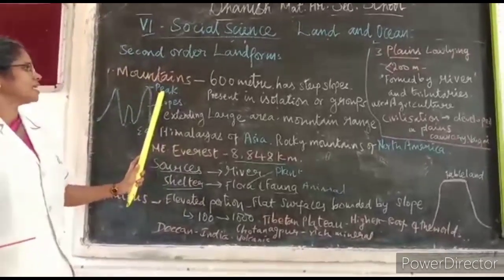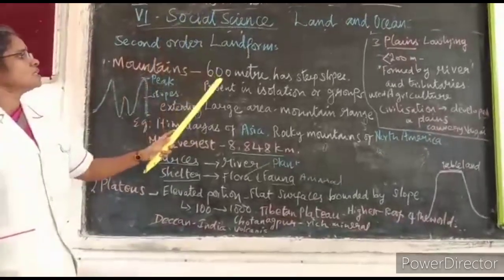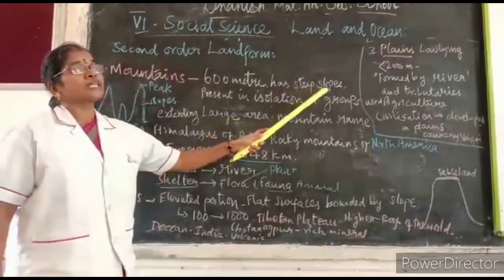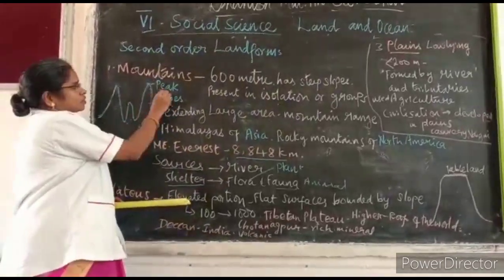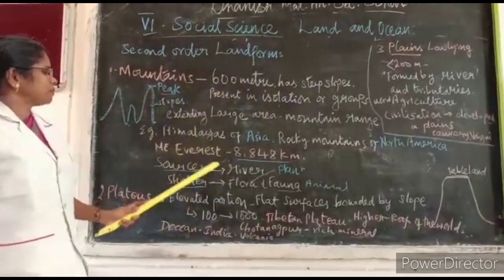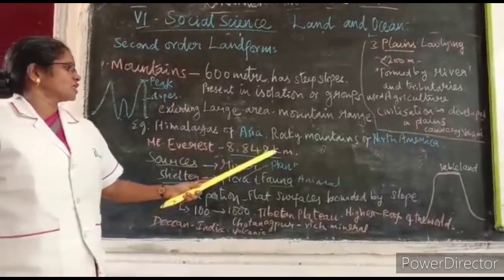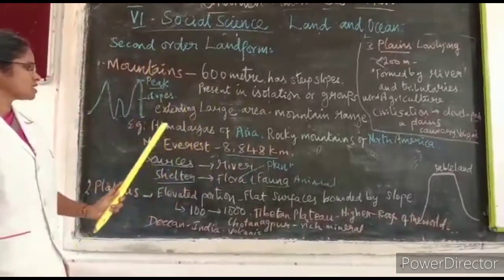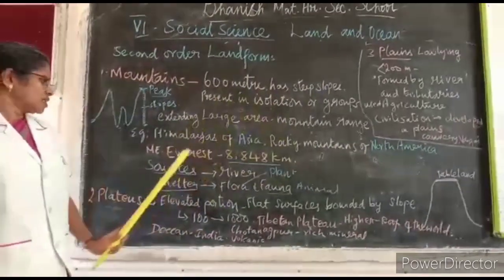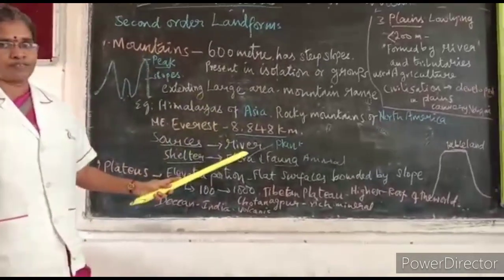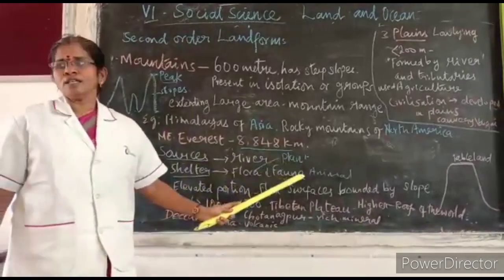Once again I will explain. A mountain starts from the ground level and extends up to 600 meters, and it has steep slopes. The point on the tip of the mountain we call the peak. The highest peak in the world is Mount Everest, with a height of 8,848 kilometers. Examples of mountains are the Himalayas of Asia and the Rocky Mountains of North America. The source of mountains is river, which plays an important role, and they give shelter to flora and fauna.